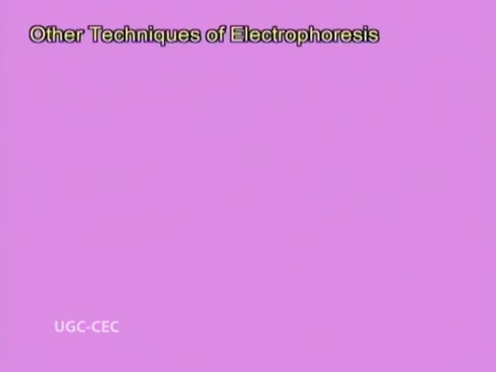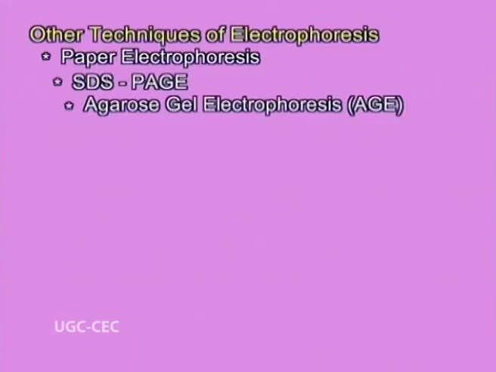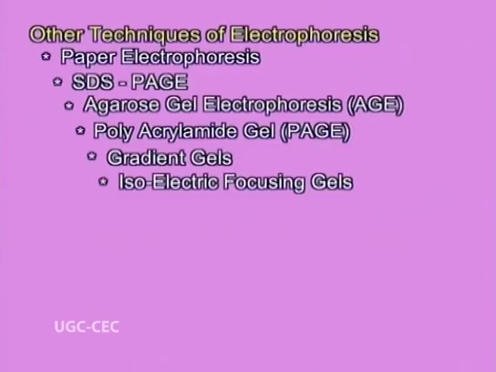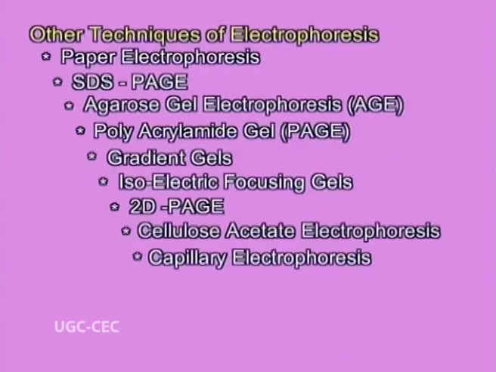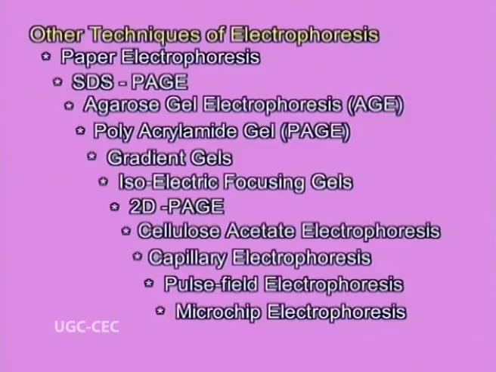This is not all. There are various other techniques of electrophoresis which are being used worldwide, like paper electrophoresis, SDS-PAGE, agarose gel electrophoresis, polyacrylamide gel, that is PAGE, gradient gels, isoelectric focusing gels, 2D PAGE, cellulose acetate electrophoresis, capillary electrophoresis, pulse field electrophoresis, microchip electrophoresis and immunoelectrophoresis.